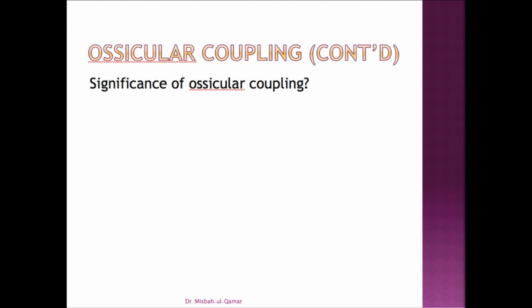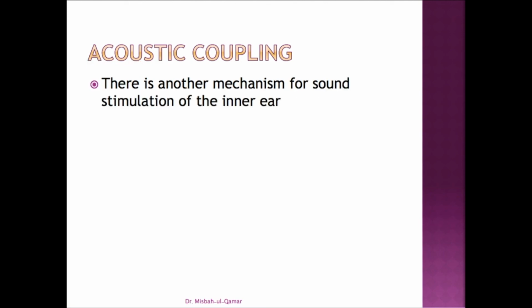It has significance because it contributes to the loudness by around 4 decibels, but keep in mind that the tympanic membrane should be intact for that contribution. So this ossicular coupling contributes around 4 decibels to the loudness of the sound. Right, and then there is also another mechanism which is called acoustic coupling.